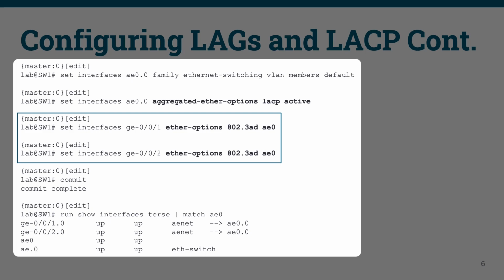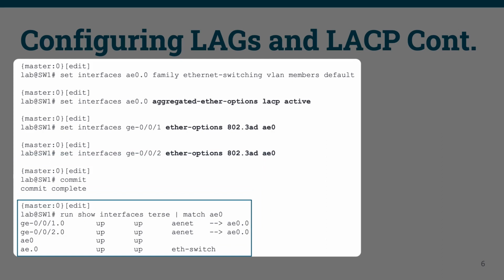The physical interfaces, which are to be members of the lag, must not have any logical configuration, and they must be operating at the same physical speed. Using this command, set interfaces interface ether options 802.3AD, we can specify which AE interface the physical interface is to be a member of. As we see in the example output below, once the physical interfaces are added to the lag, the AE interface is now in an up state, because the physical interfaces are also up. As long as at least one of the member interfaces are up, the AE interface will remain up.